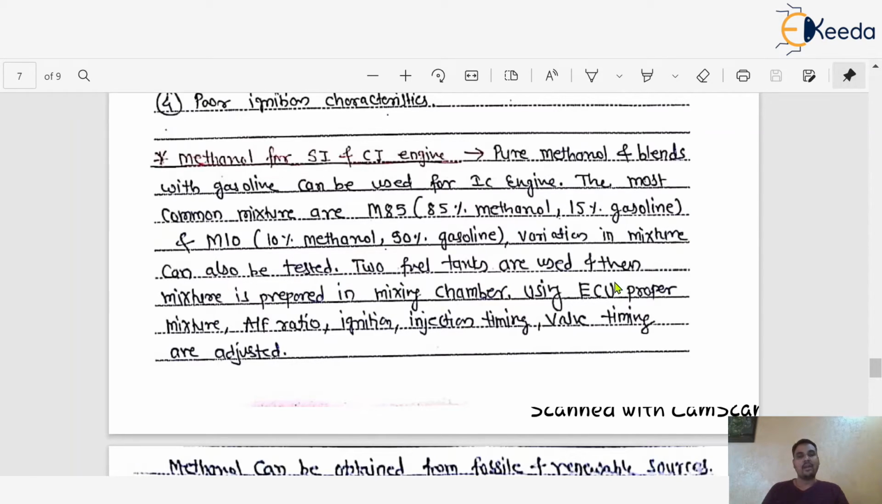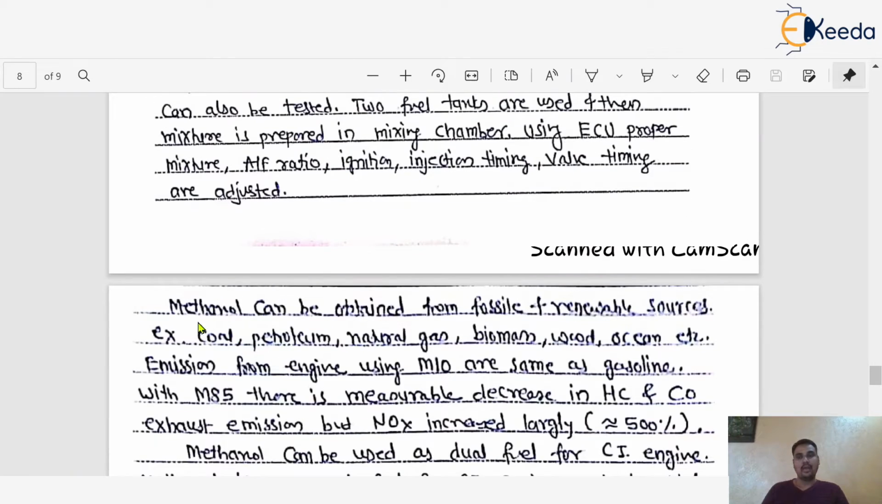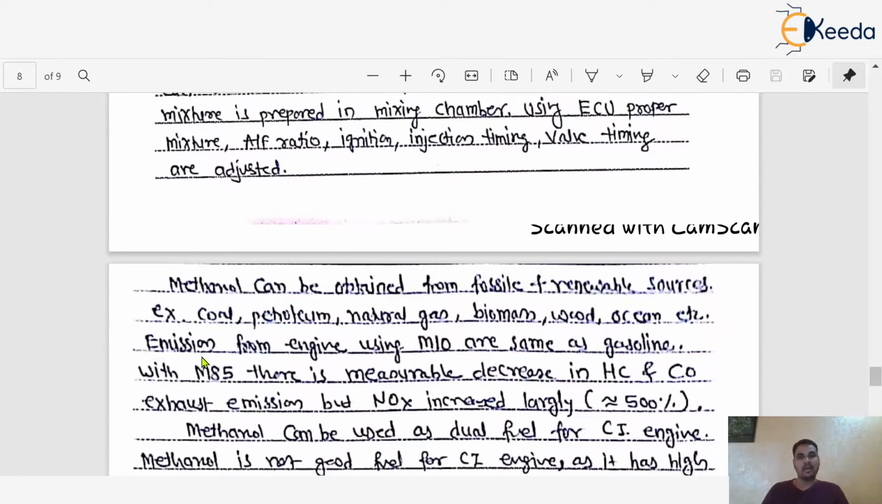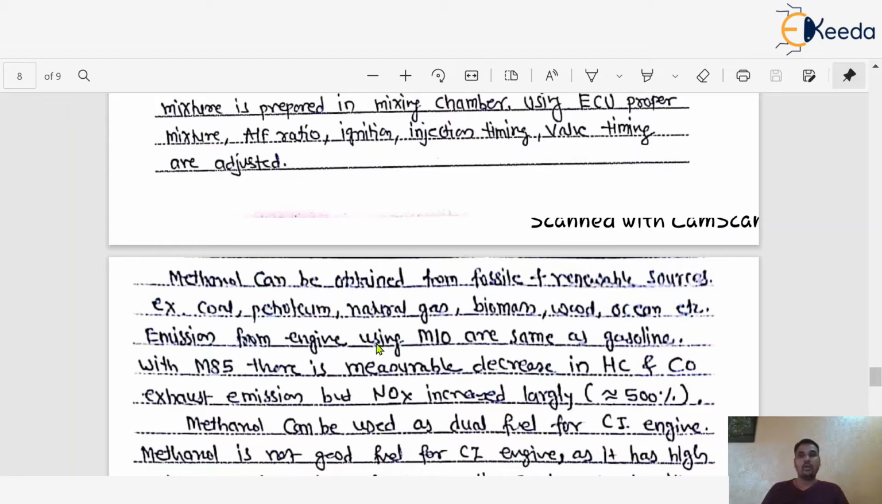Two fuel tanks are used, and the mixture is prepared in a mixing chamber using the ECU, that is, the electronic control unit. The proper mixture, air-fuel ratio, ignition, injection timing and valve timing are adjusted. Methanol can be obtained from fossil and renewable sources, for example coal, petroleum products, natural gas, biomass, wood, etc.